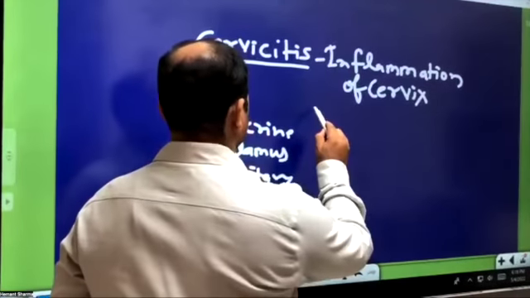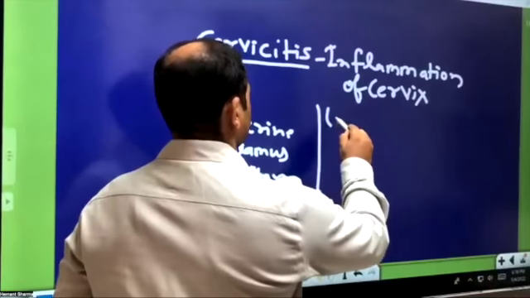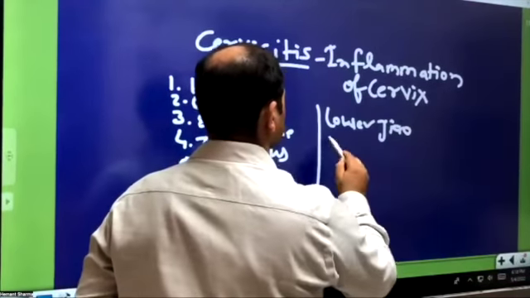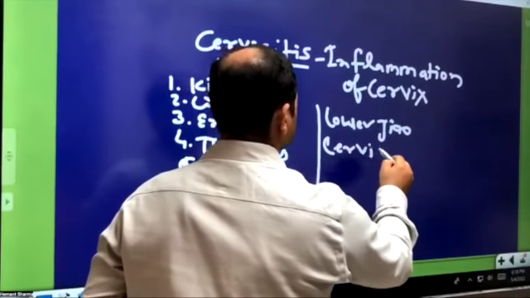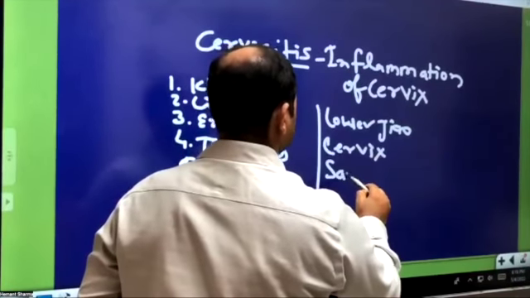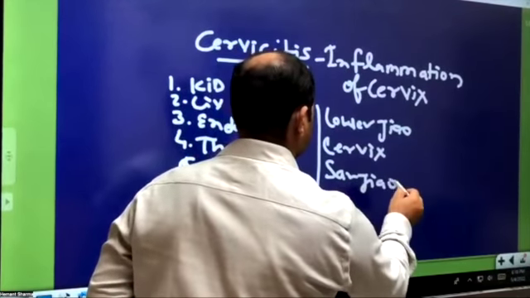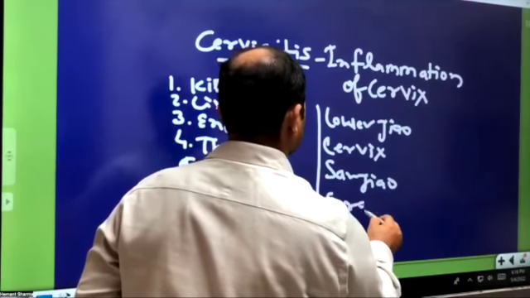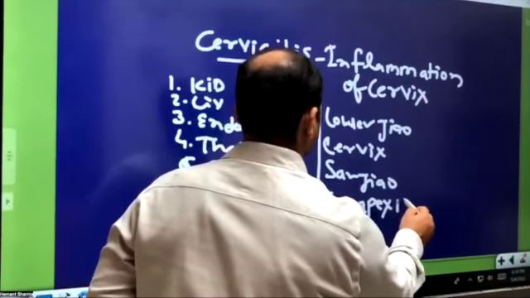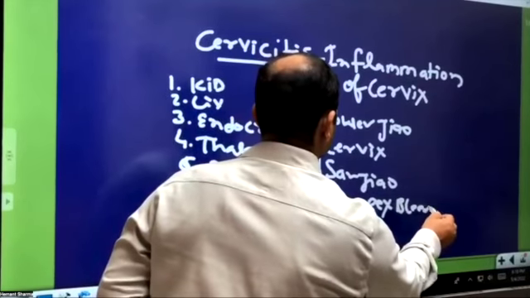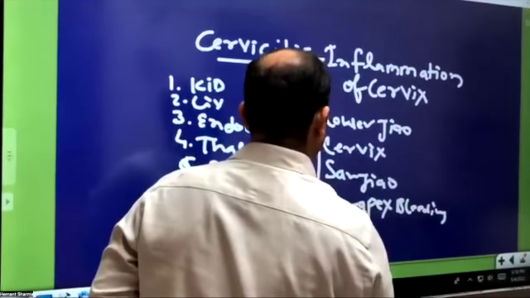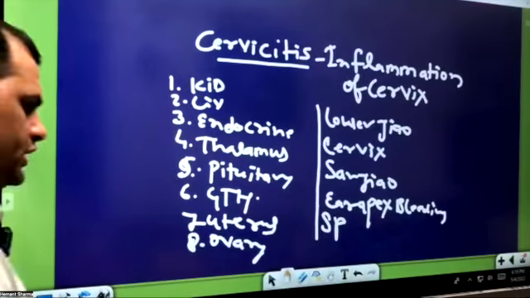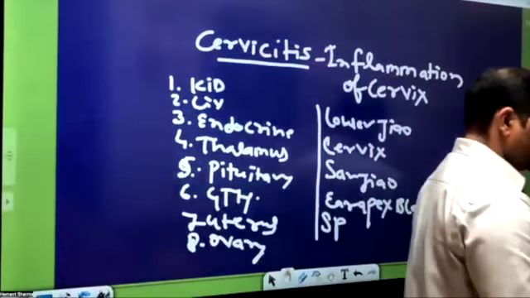Then other points: lower zio, cervix, sensio, ear apex bleeding, and final spleen. Done. This is the very good treatment for STD and the cervicitis.